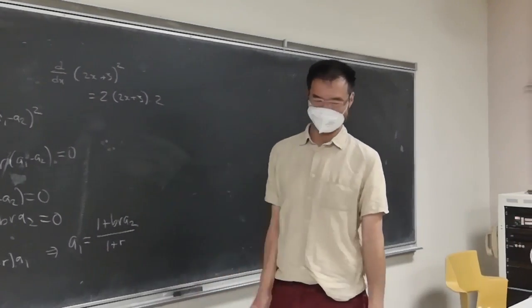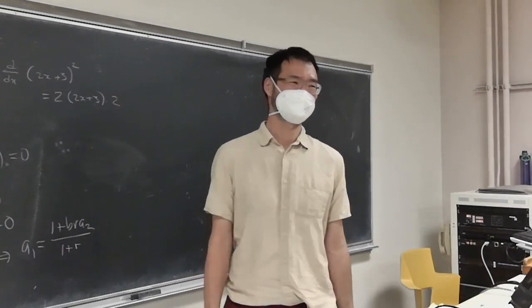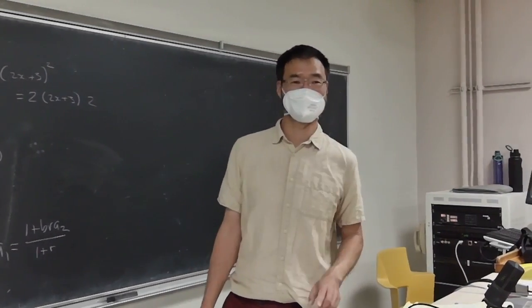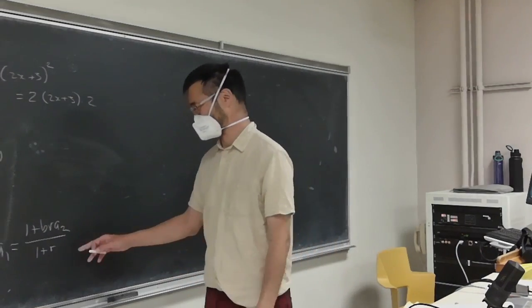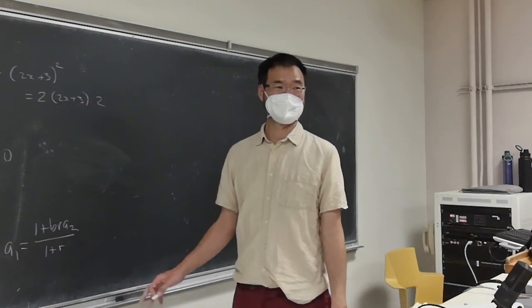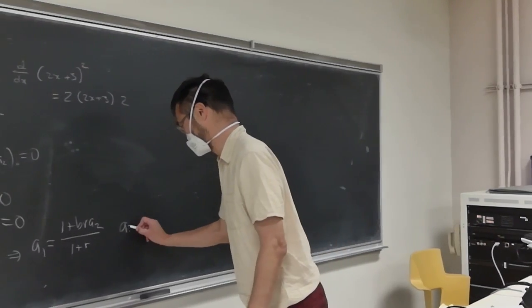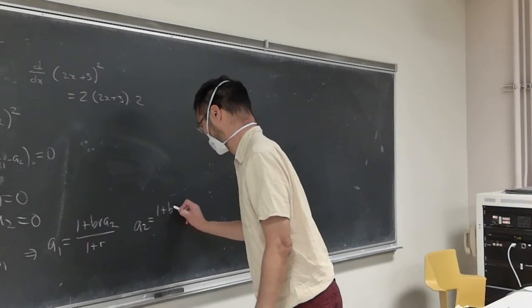All right, this is the best response. How do I find equilibrium? Same thing for A2, right? If I did the same thing for A2, what would I get? It's symmetric, right? You get the same thing: 1 plus BRA1.